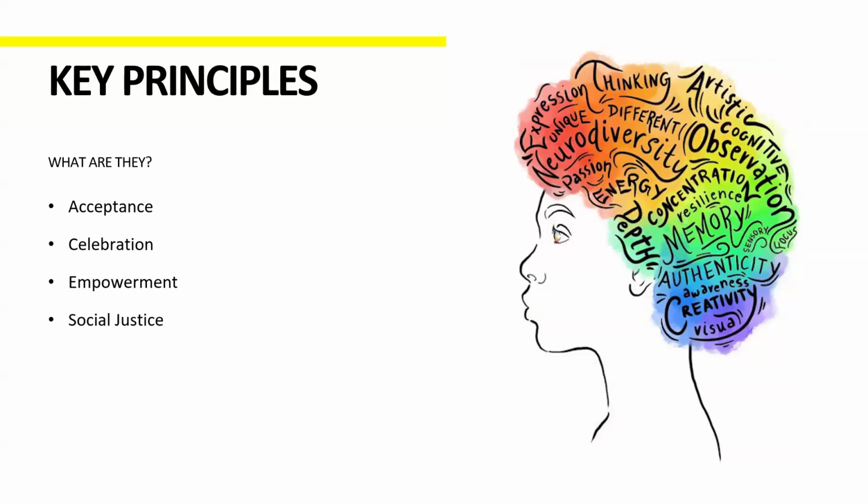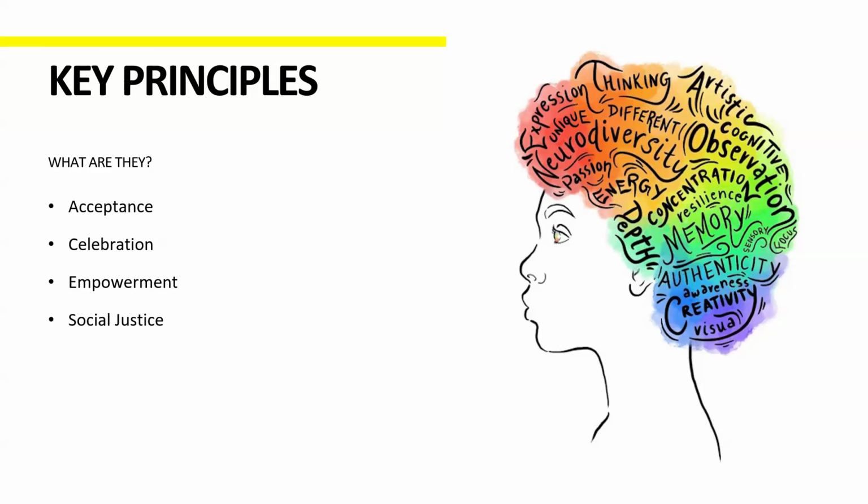There are four main principles related to the neurodiversity movement, and they are acceptance, celebration, empowerment, and social justice. Acceptance. The neurodiversity movement emphasizes accepting neurological differences as a normal part of human variation. Celebration. Rather than viewing neurodiversity as a deficit, the movement encourages celebrating the unique strengths and abilities of neurodivergent individuals.